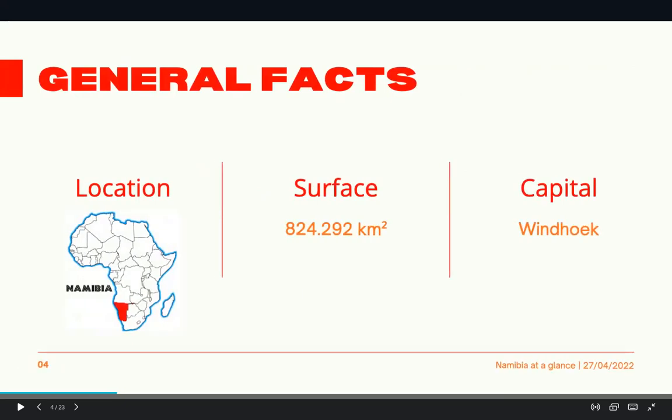Location. Namibia, as you can see here on this map, is located in the southwest part of the African continent and is surrounded by Angola on the north, by Zambia on the northeast, by Botswana on the east, by South Africa on the south, and by the Atlantic Ocean on the west. The surface of the country is 824,292 square kilometers, and its capital is called Windhoek.